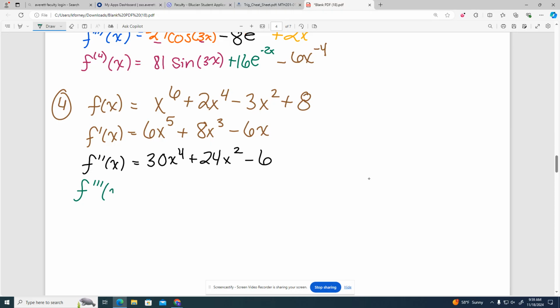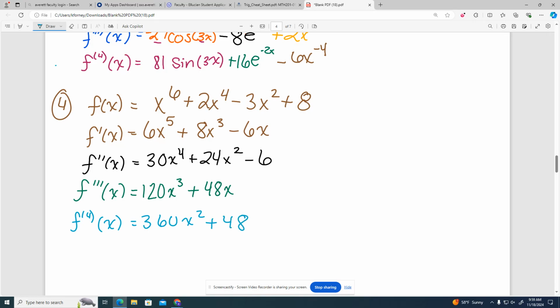Then we have the third derivative. 30 times 4, 120x cubed plus 48x. And then the fourth derivative would become 360x squared plus 48. What derivative would I have to take to get 0? We'd have to take it to the 7th derivative, yes.